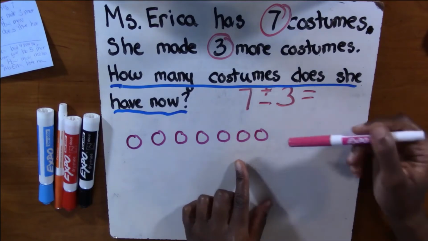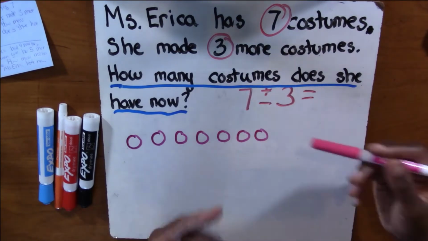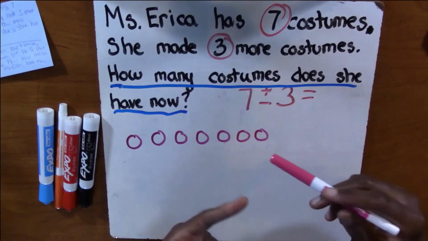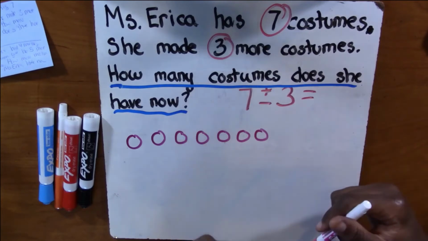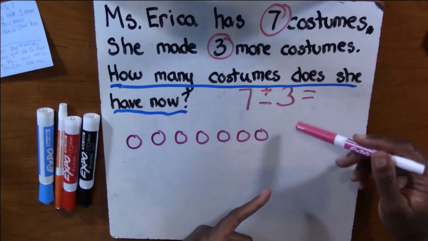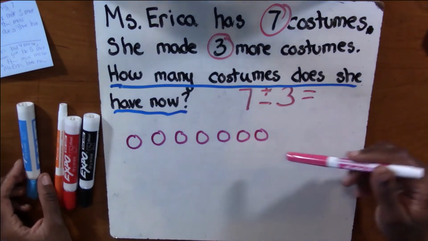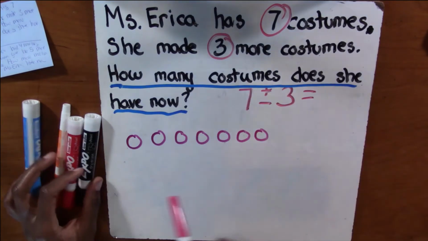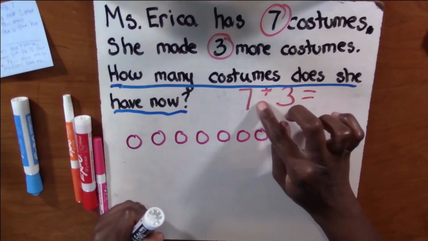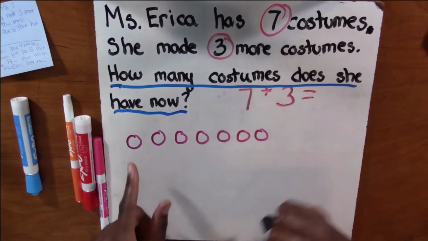Now it says that I made 3 more costumes. So, is that going to add to this number or take it away? Is this number going to go up? If I had 7 costumes and then I made 3 more, will my number go up or will my number of costumes go down? I made more costumes, so the number of costumes is going to go up. I am adding to the costumes that I already had. So this is an addition problem. I'm going to take away the subtraction symbol. This is an addition problem. Okay, so it's 7 plus 3.